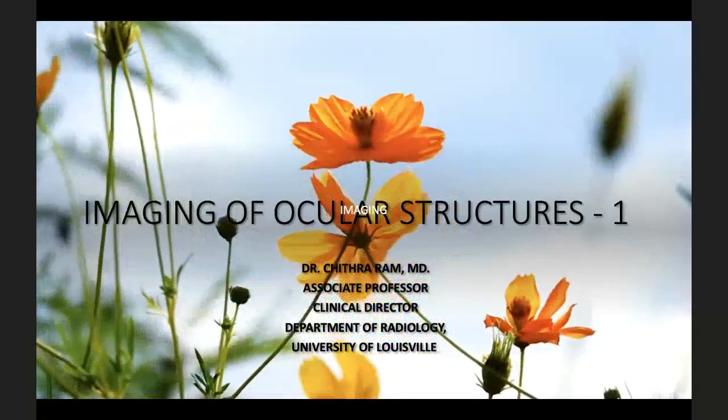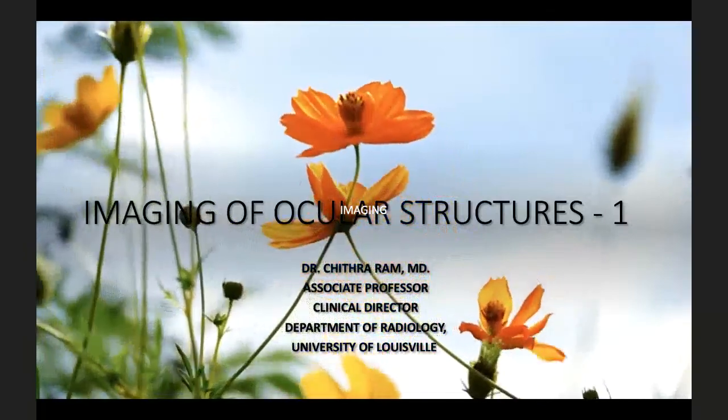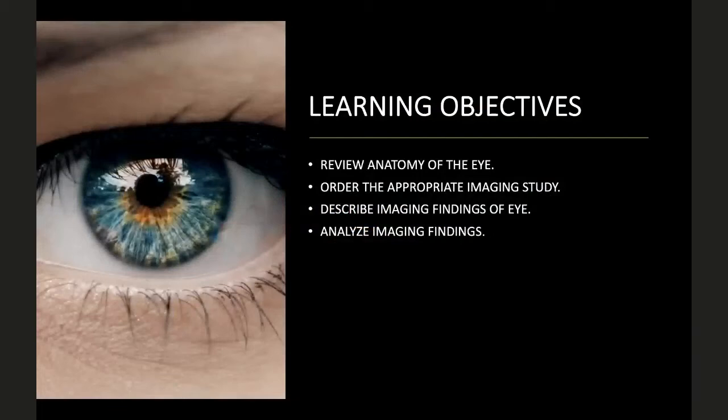So this is a talk about the imaging. However, I thought it'll be nice to start off with certain basic anatomy and then take it from there. So the learning objectives of this talk is to review the anatomy of the eye, to order the appropriate imaging study, to describe some imaging findings of the eye. Based on this, we can analyze the imaging findings, and if we can get to the part where we can actually make a differential diagnosis, that would be excellent.